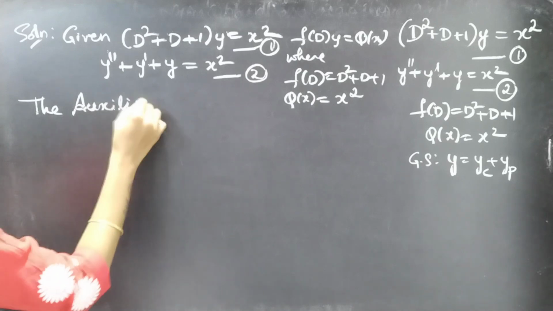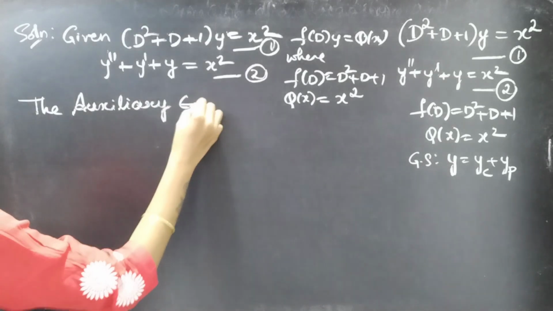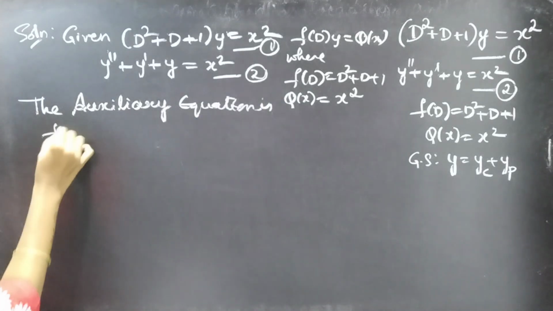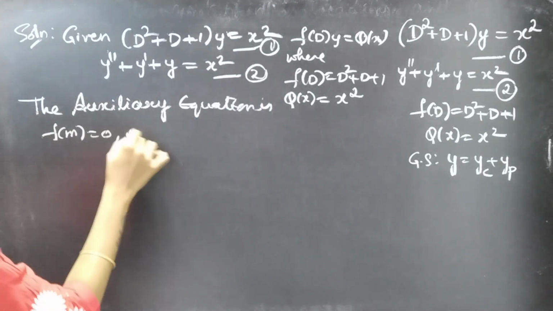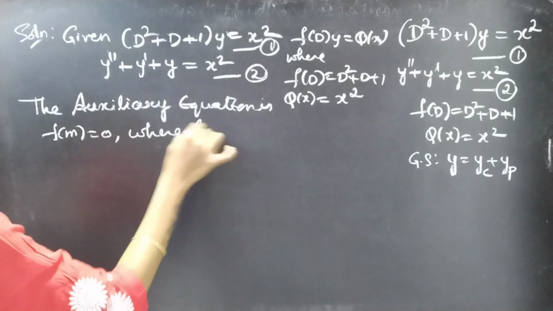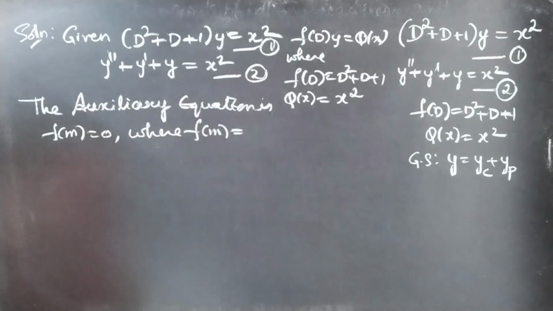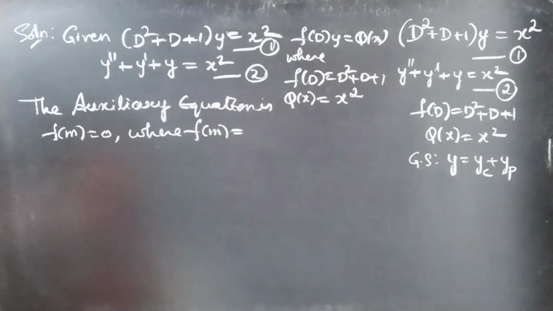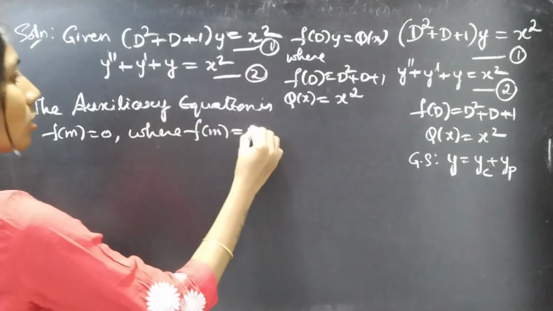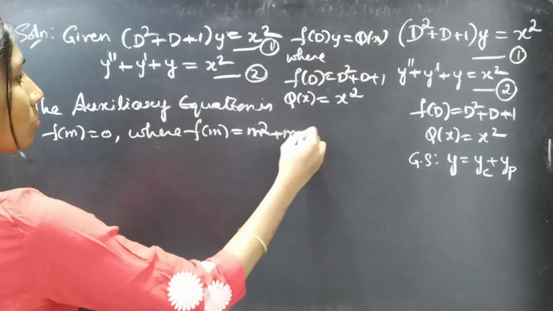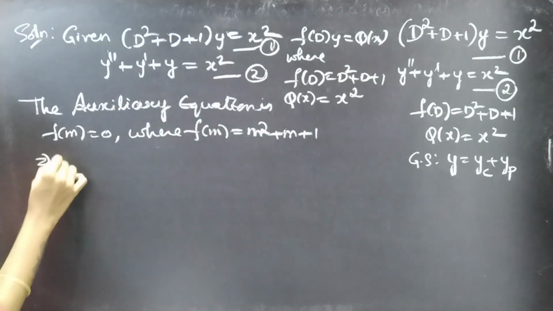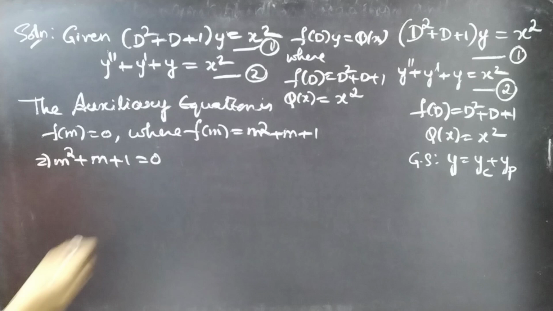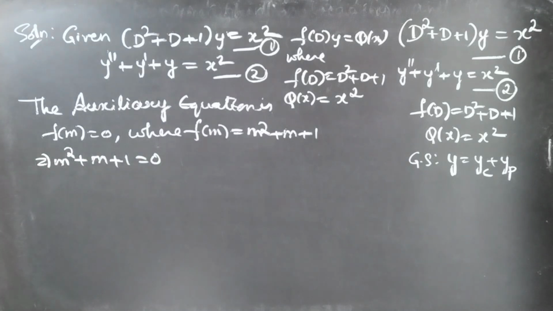The auxiliary equation is f(m) = 0, where we have f(D) = D² + D + 1, right? Let's replace the differential operator D by m in f(D), so that we'll get f(m) = m² + m + 1. Now the auxiliary equation becomes m² + m + 1 = 0. Now we need to find the roots of this equation.